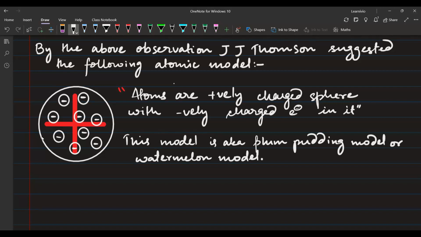Can you copy this down? Raise your hand once you're done. We have done the Thomson atomic model. The limitations of this we will write when we are discussing the models. Right now we discussed the cathode ray experiment, and from the cathode ray experiment, J.J. Thomson was able to give this model of the atom, the plum pudding model. That is why I have just written it here. Please raise your hand once you're done.